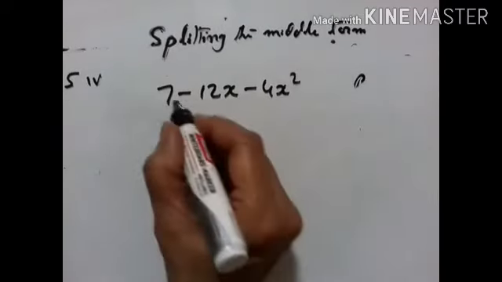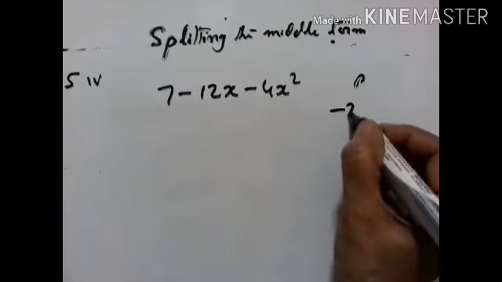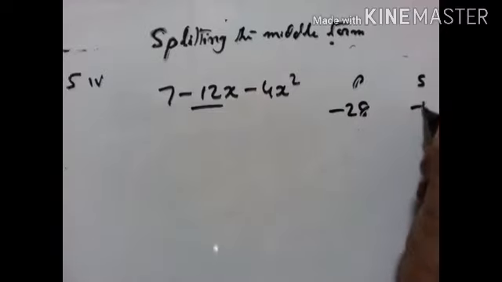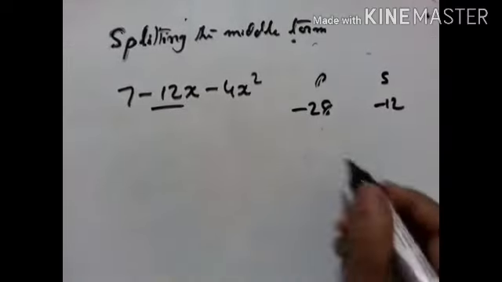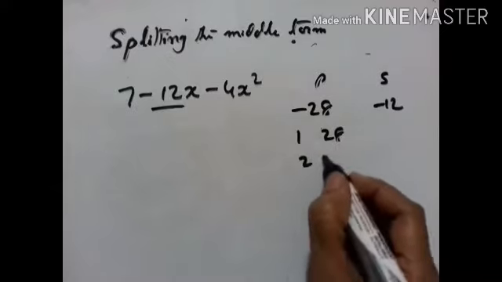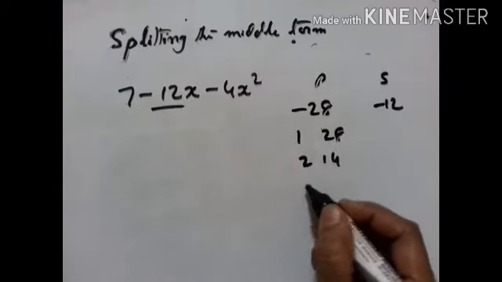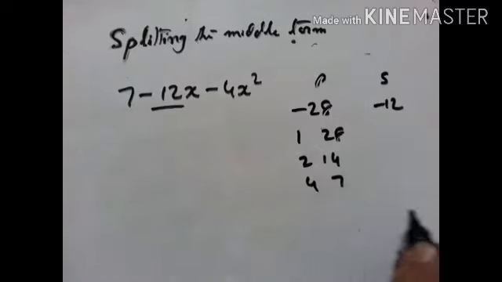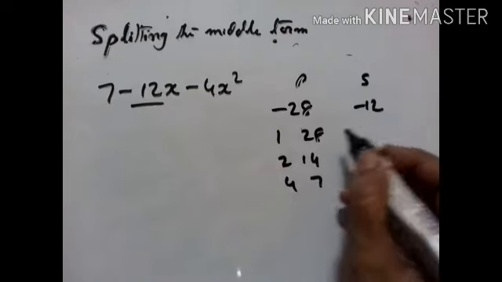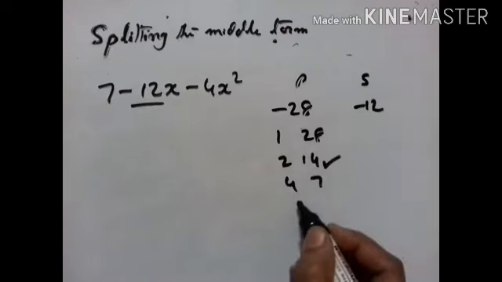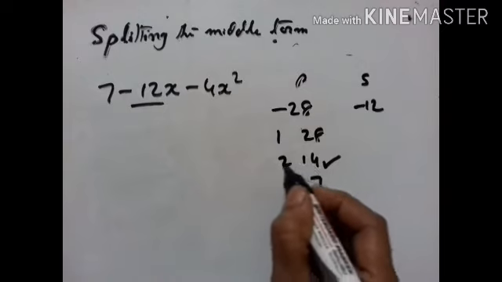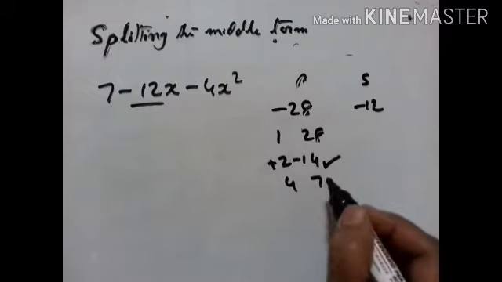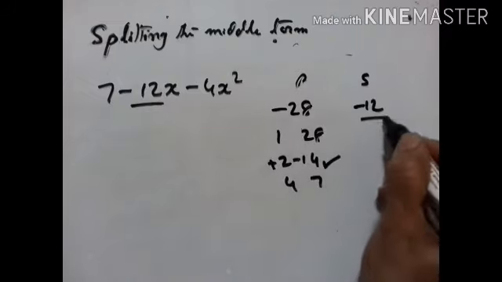Here the product is equal to plus 7 into minus 4, minus 28. And sum is equal to what? Minus 12. 1 into 28, 2 into 14, 3 is not a factor, 4 sevens are 28, 5 is not a factor, 6 is not a factor, 7 is already there. In order to get minus 12, what we can use? Plus 2, minus 14. Plus 2 into minus 14 is equal to minus 28. Plus 2 minus 14 is equal to minus 12.